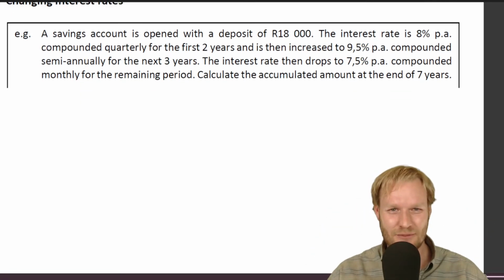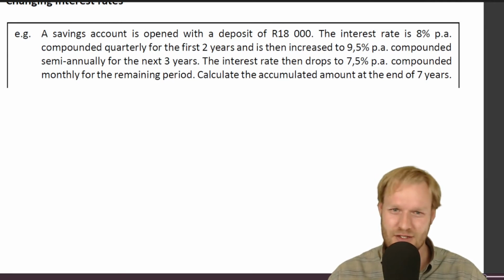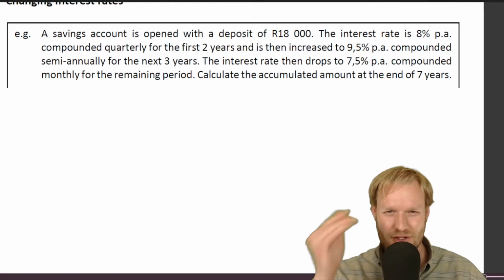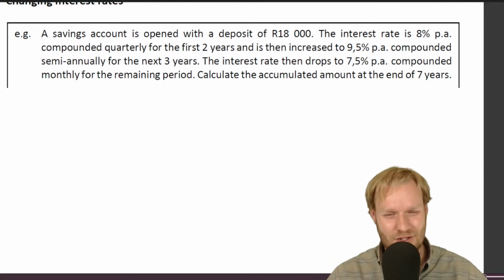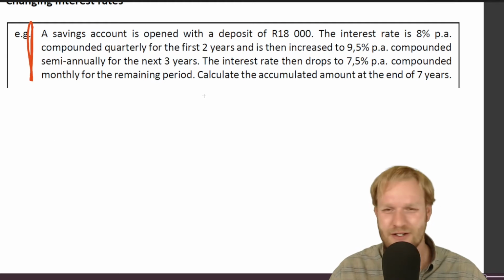A savings account is opened with a deposit of 18,000 Rand. Interest rate is 8% per annum compound quarterly for the first 2 years. Okay, so pause, read through it, so you got it yourself. Okay, so a lot of information given to us here, right? And hopefully you read it a bit better than I was rambling through it.